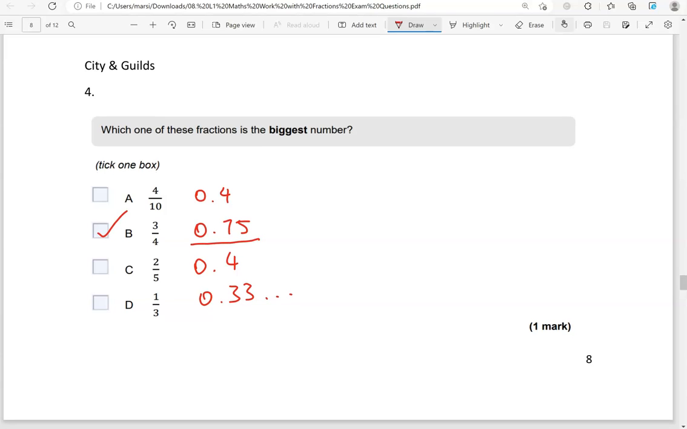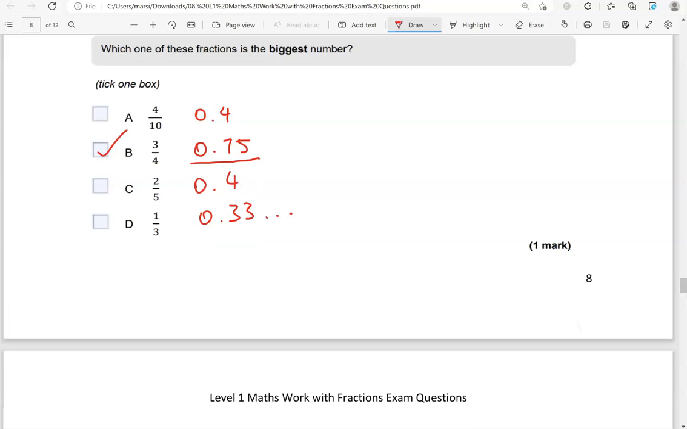Another way you can look at this is that 4 tenths, that is less than half, because half would be 5 tenths. 2 fifths, again, that is less than half, because half of 5 is 2.5. And also 1/3 is less than half, because half of 3 is 1.5. So 3 quarters is the only one that is more than half. So that is the highest fraction.